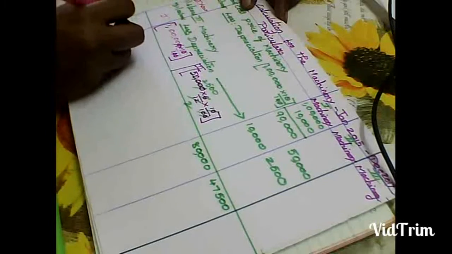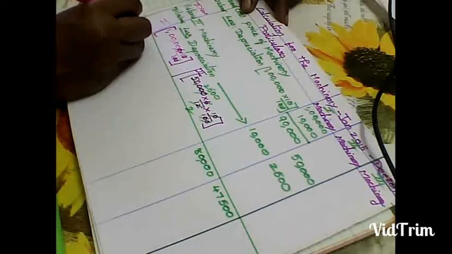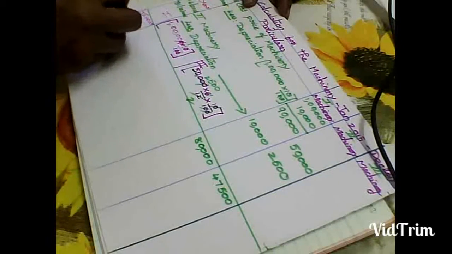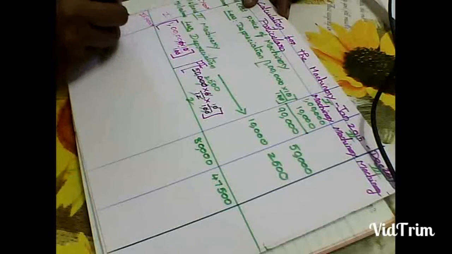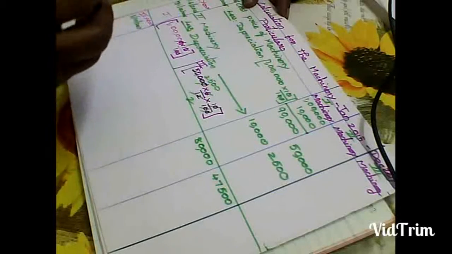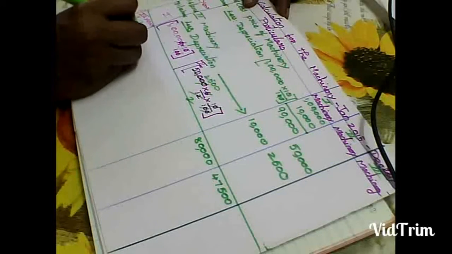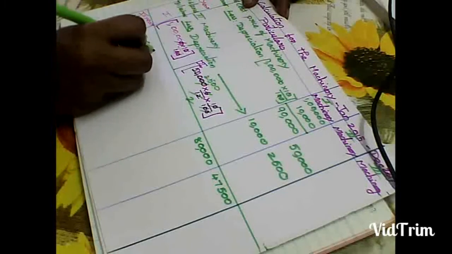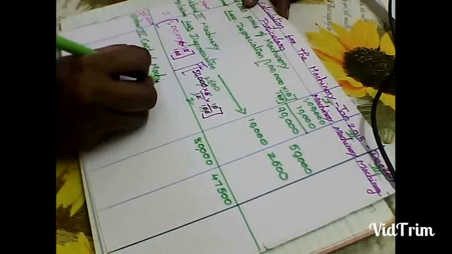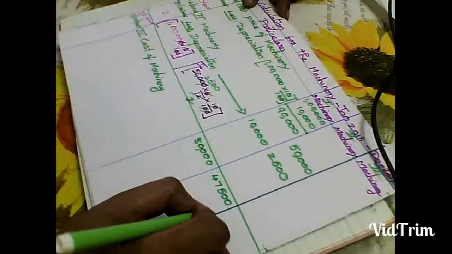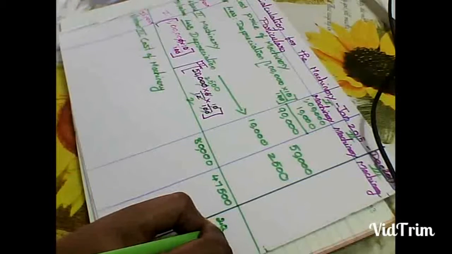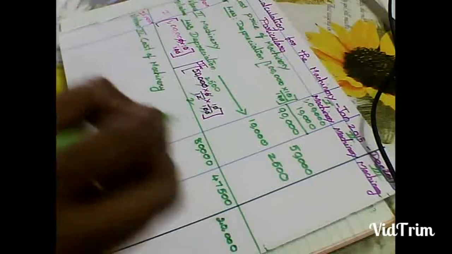And now you are going to the third year. So third year, again he purchases a machinery on 1/10/2017. So the third machinery, the cost of the third machinery is 20,000.